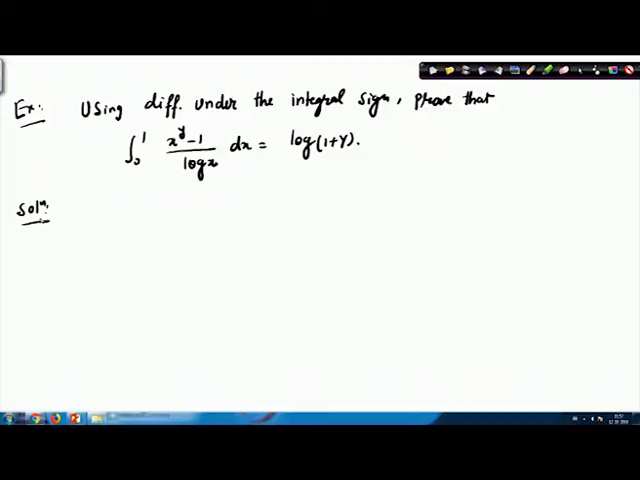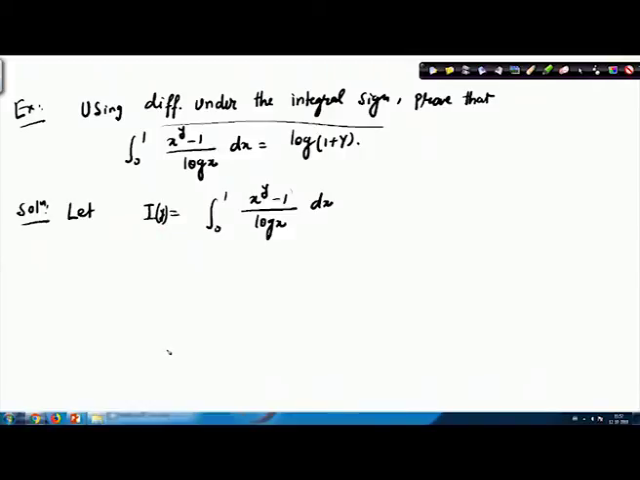Here we have to use the differentiation under the integral sign because it is specifically said in the statement. Let us consider I equals the integral from 0 to 1 of (x to the power y minus 1) by log x dx. After integrating, we will obtain a function of y only, because x is our variable of integration. So, I can write it as I(y).